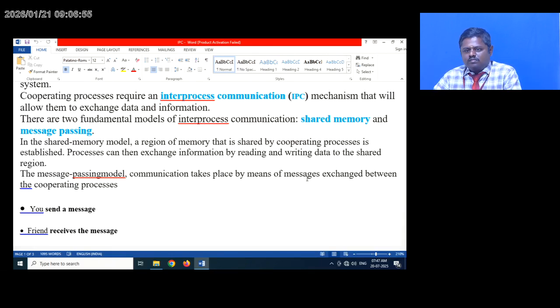Another model is called message passing. In message passing, the two entities are different. They never share the same location. Suppose entity A wants to send a message to entity B, both are in different locations, not in a shared location. Message passing is used on the internet nowadays. The client is sending a message to the server and the server is responding to the input from the client. These kinds of tasks are called message passing.